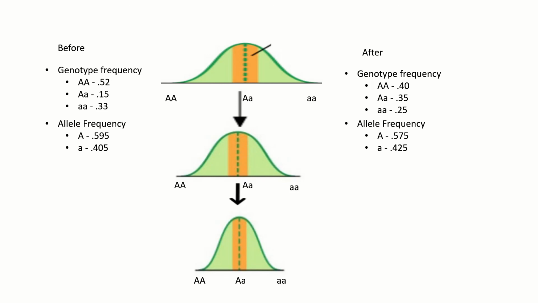If this natural selection event continues into the future, we can expect our heterozygote genotype frequency to increase, while our allele frequencies will get closer and closer to each other.